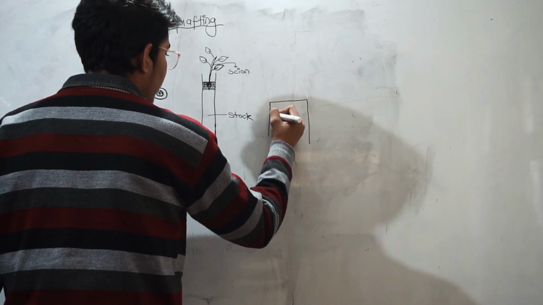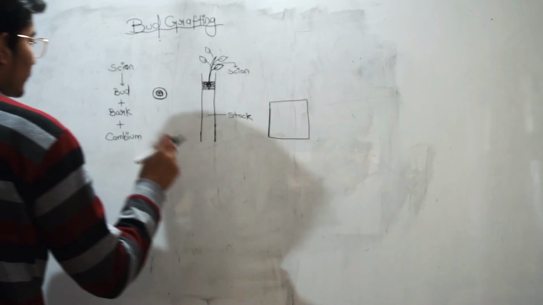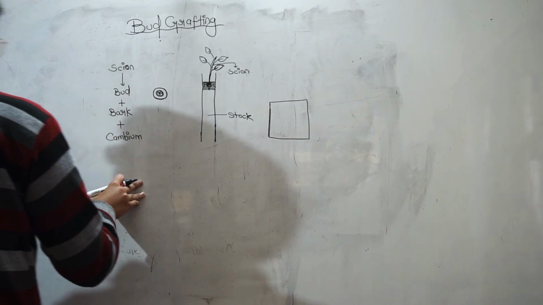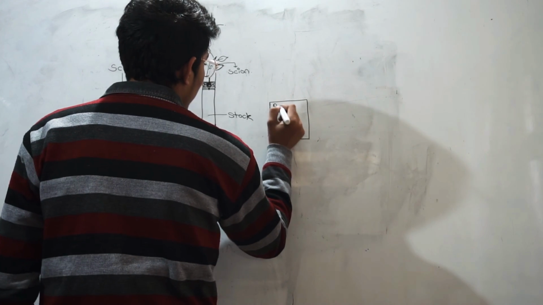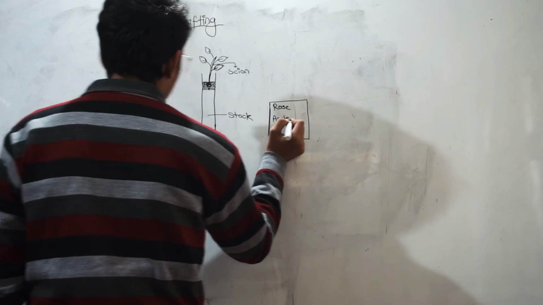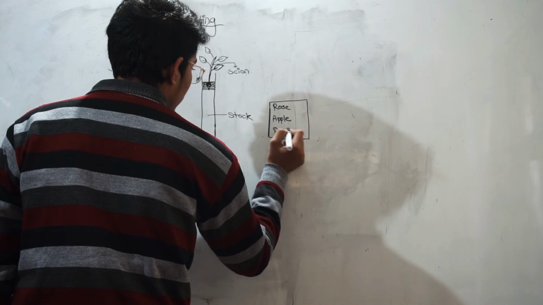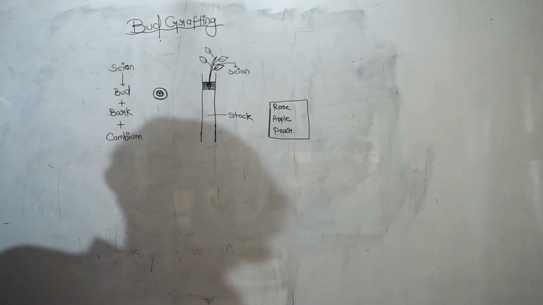Now I'm citing some examples in which bud grafting is done. So rose, apple, and pear. These are three examples of bud grafting.